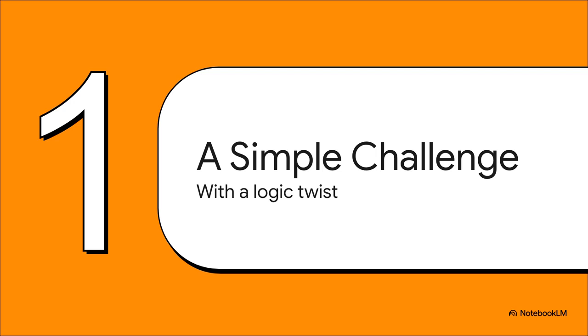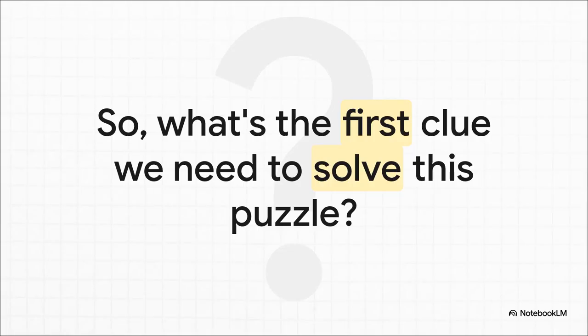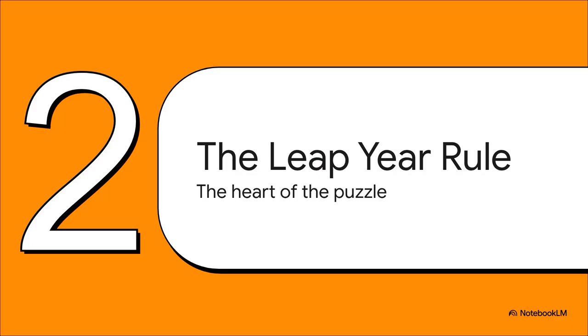Now, at its heart, this isn't some impossibly complex problem. It's really just a simple printing challenge, but with a neat little logic twist. A couple of fascinating rules we're about to uncover and apply. To solve any puzzle, you've got to start with the most important clue, right? For us, that means we first have to figure out with absolute certainty what actually makes a year a leap year in the first place. And that brings us right to the core of this whole thing. This is the most important piece of the puzzle, the official leap year rule.